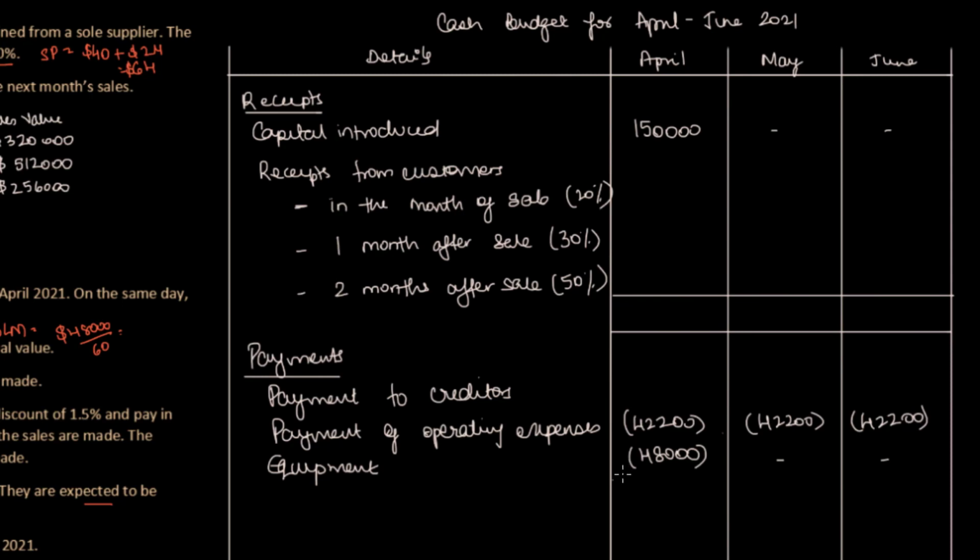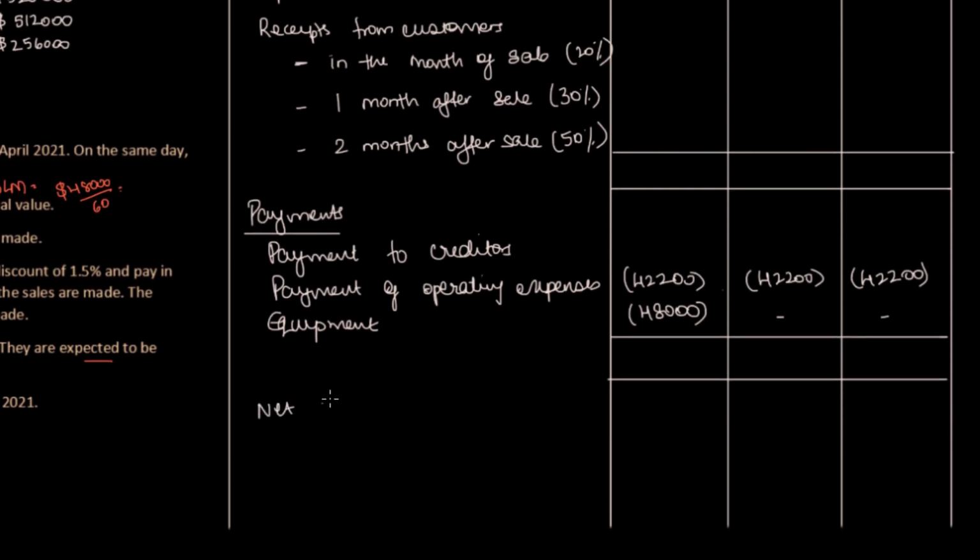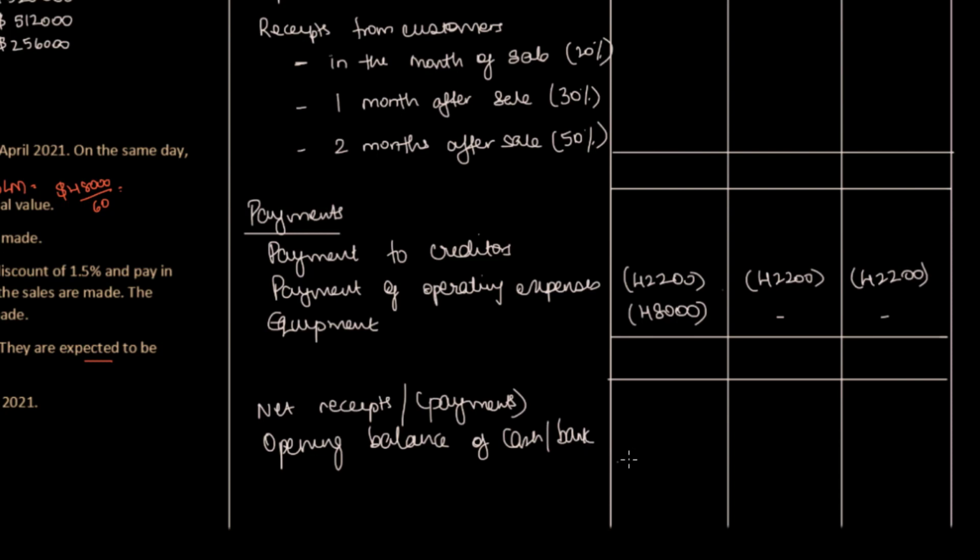So here we are still left with the payment to creditors. We need to calculate that, then only we can get the total. Finally, at the end, we have net receipts or payments. To this, we will add the opening balance of cash or cash equivalents or cash or bank. Then we will get the closing balance of cash or bank.